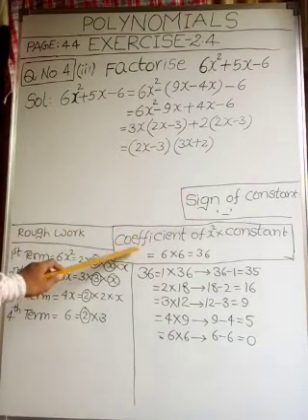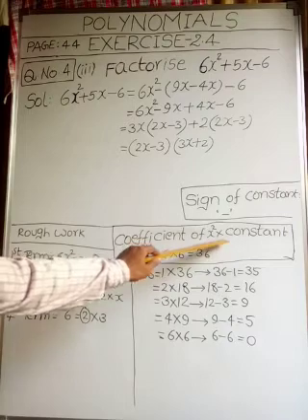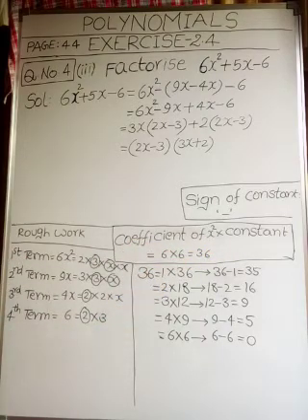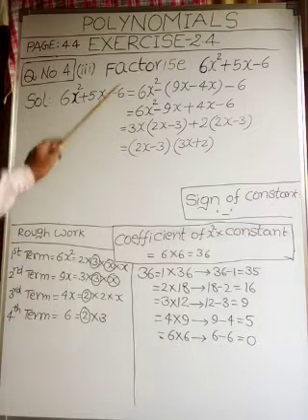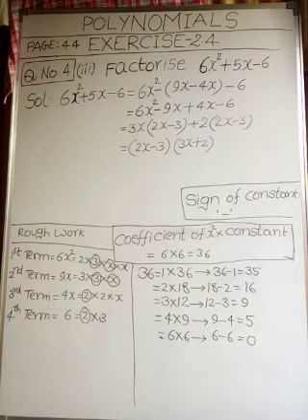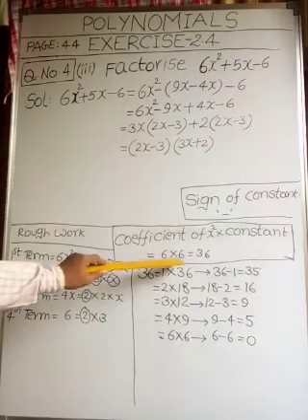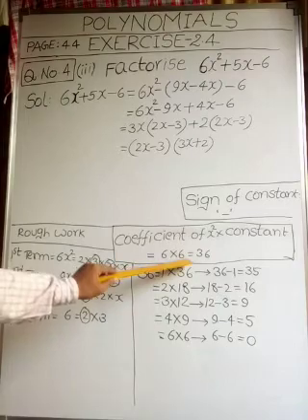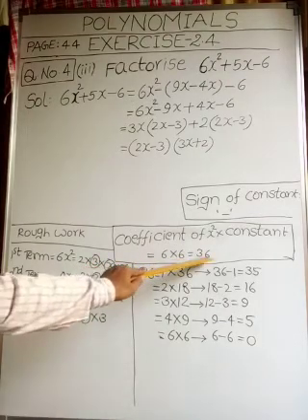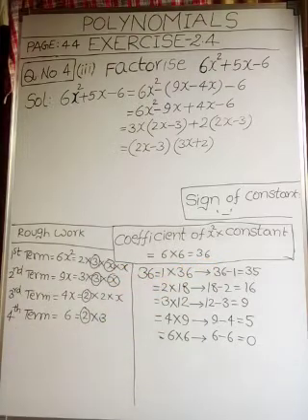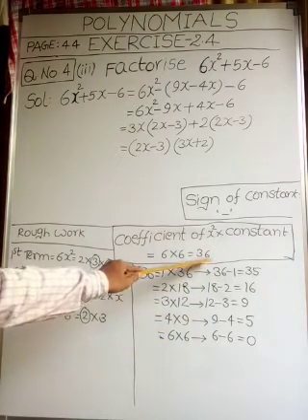Next, second step: we have to find the coefficient of x square into the constant. Here we are finding the product of the coefficient of x square and the constant without taking the sign. We are ignoring the sign of the constant. So 6 into 6. We are not taking minus 6, directly 6 only. So 6 into 6, what will you get here? Number 36. So this is also an important number.